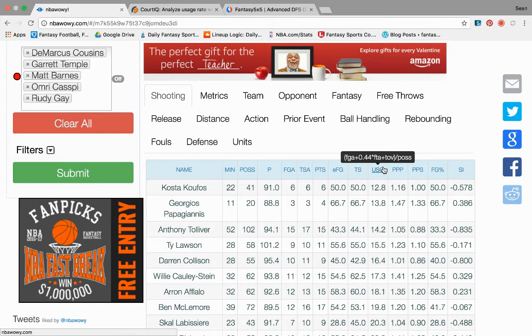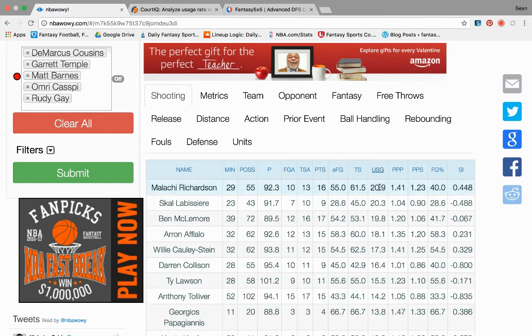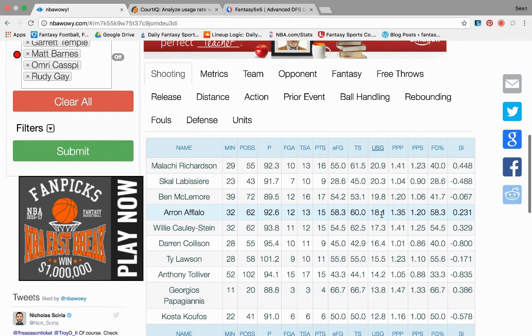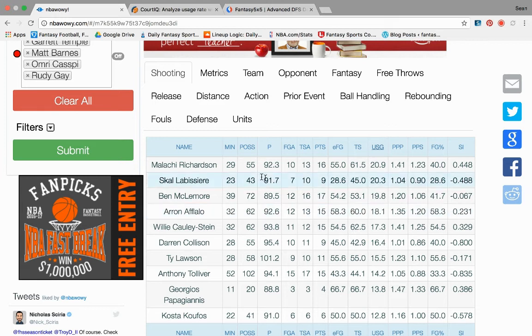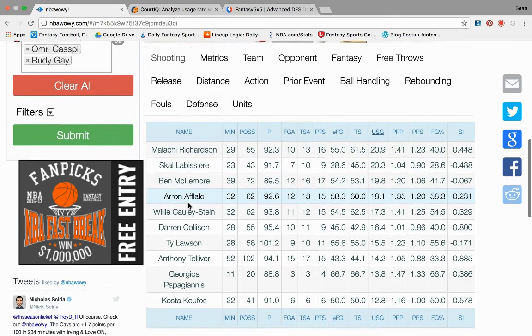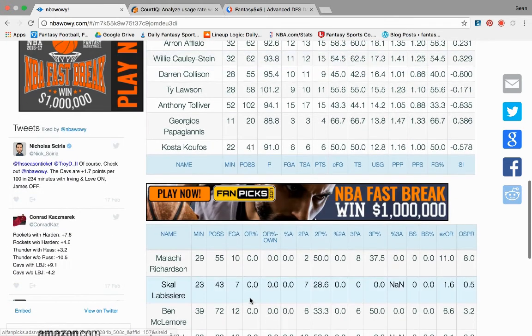From a usage perspective, we're going to sort to the top here. It's Malachi Richardson, interestingly enough. He has a 20% usage rate. Didn't see that coming. Maybe it's something to keep in mind.